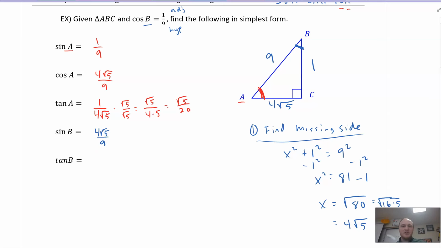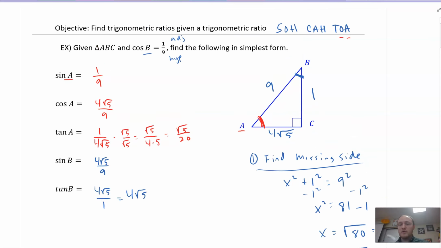All right, and then tangent of B. Tangent of B is opposite over adjacent. So 4 root 5 over 1, which is just 4 root 5. All right, again, make sure, 1, you solve for that missing side. Step 2, make sure you know what angle you're looking at. And then step 3, label, and find those sides.